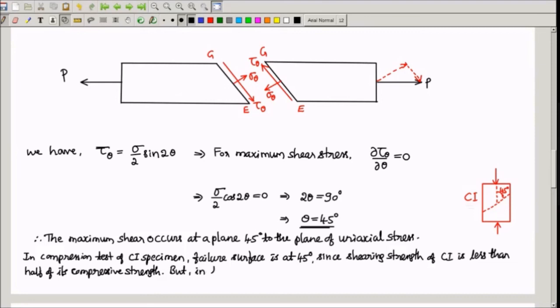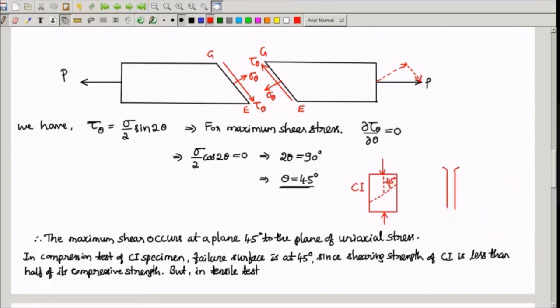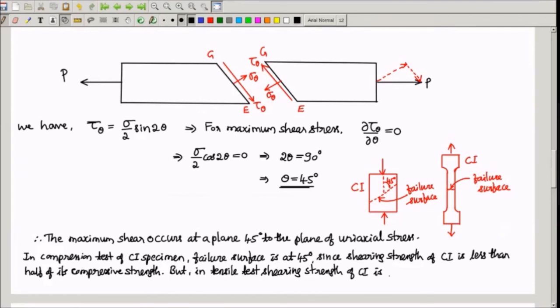But if the same material is tested for tensile load in UTM, the specimen shape will be like this. This is the tension test specimen, but here it breaks here. This is the failure surface. But in compression, this is the failure surface. Both are cast iron specimens only. The reason for the horizontal failure surface in case of the tensile specimen is that the shearing strength of cast iron is more than half of its tensile strength.